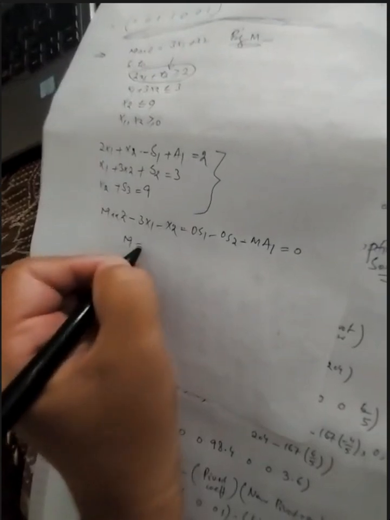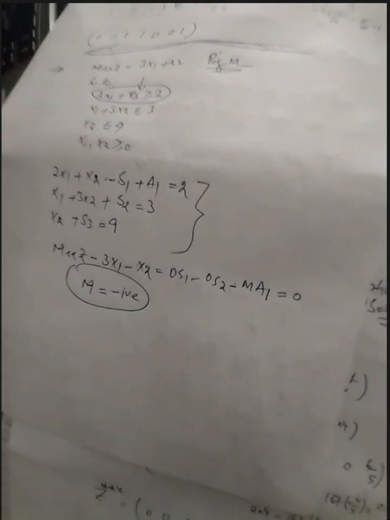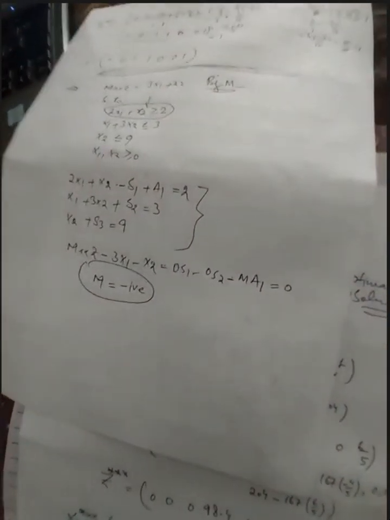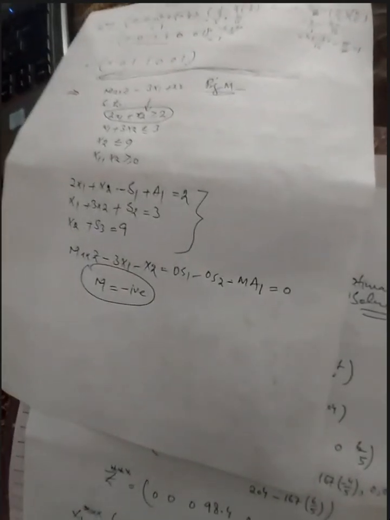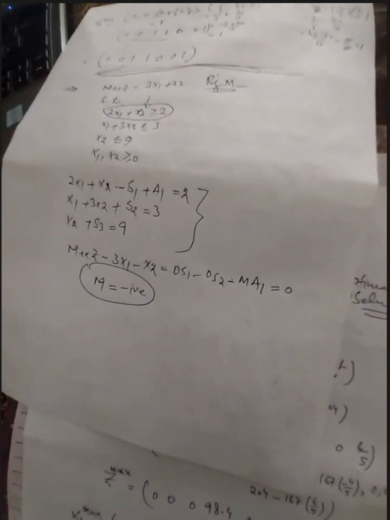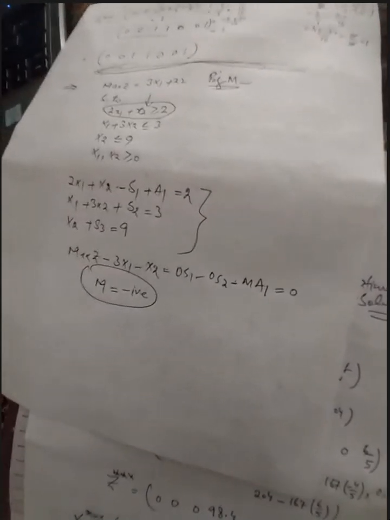Here M will be negative, because it is maximization. So the rule is to add the M value as big as but in negative. If it is minimization, we add the M value as big as but in positive. So here the M will be negative.